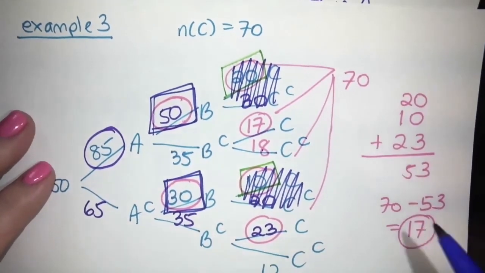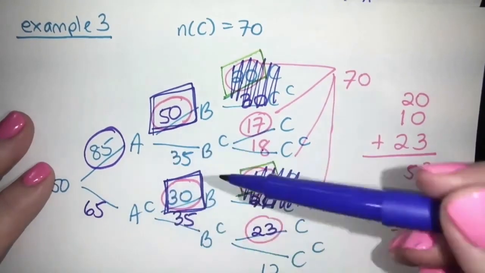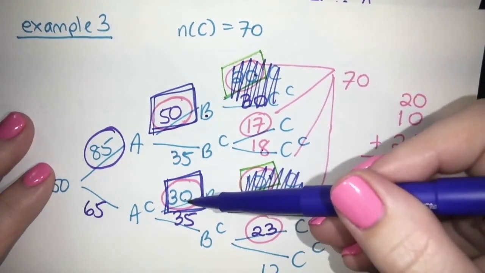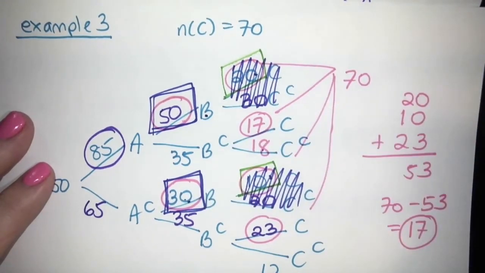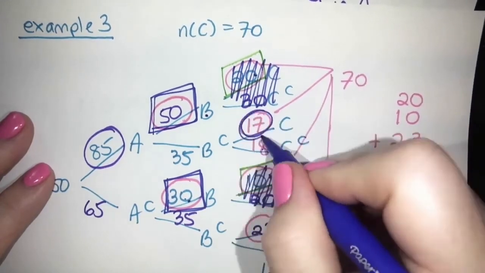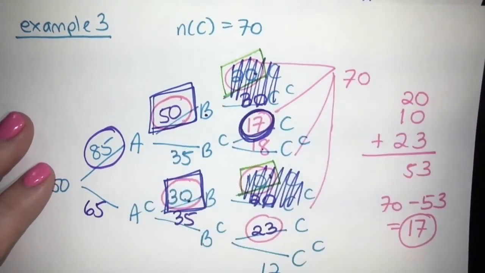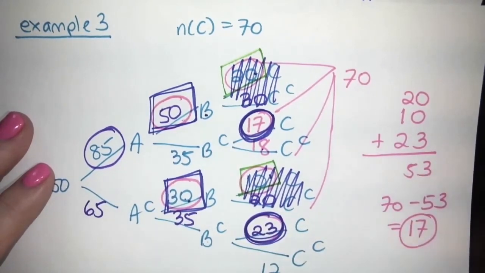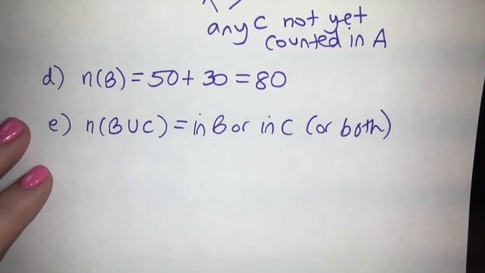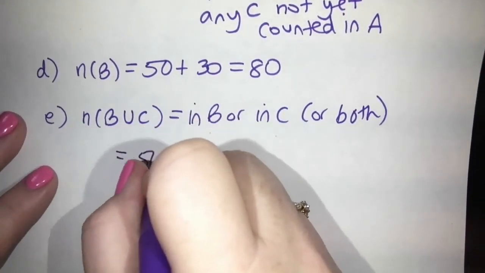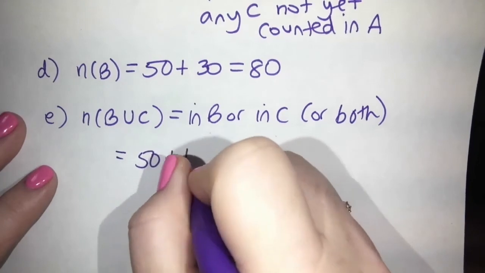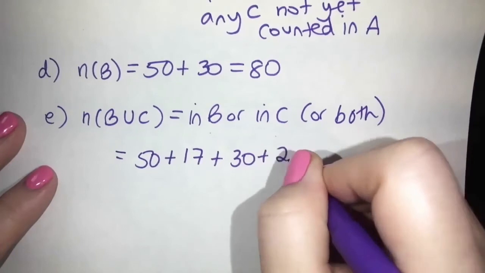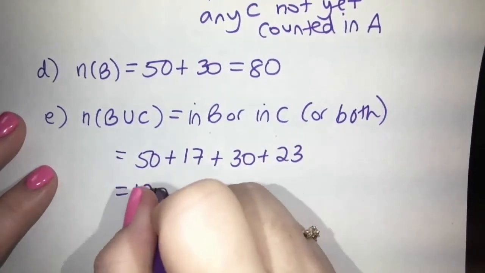Okay, so we count everything in B, that's 50 and 30. Don't count the C here because it's already in the 50. Don't count the C here, it's already in the 30. Where are the other C's that we need that we haven't counted yet? We need this C right here, the 17, it's not inside a B. And we need this C right here, the 23, it's also not in a B, it's in a B complement. Okay, so we add all of those up. So in B, we have 50 at the top, and then we have 17 that wasn't inside a B, and then we have 30 at the bottom, and then a 23. And that adds up to 120.